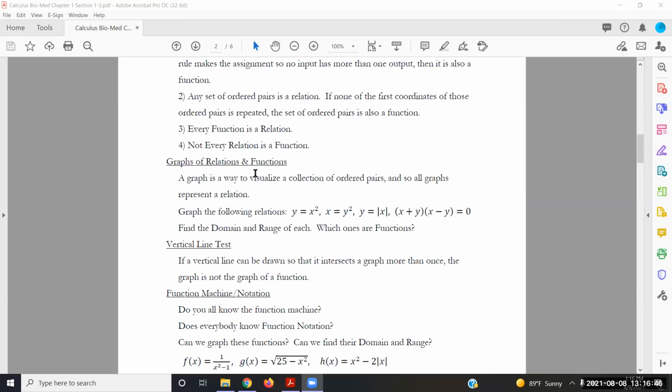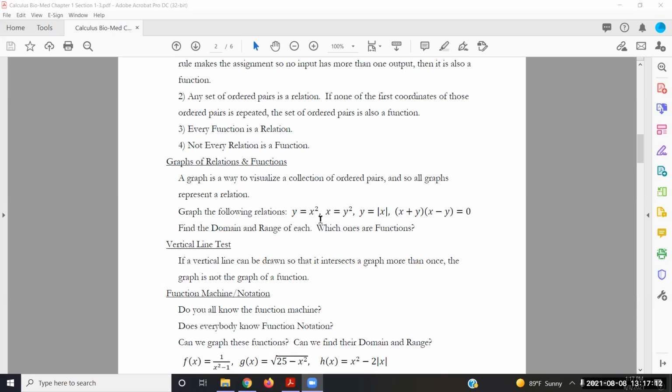The next thing we have is graphing relations and functions. And so a graph is a way to visualize a collection of ordered pairs. Hopefully you all know how to graph since we've already done a couple of graphs. Graph the following equations. With these, it's more just trying to understand the general shapes of objects. And again, these are kind of simplistic ones. And so y equals x squared. Hopefully we know the graph of y equals x squared.